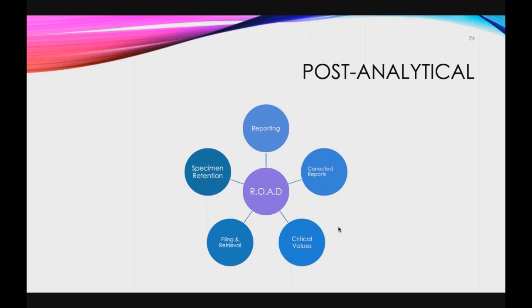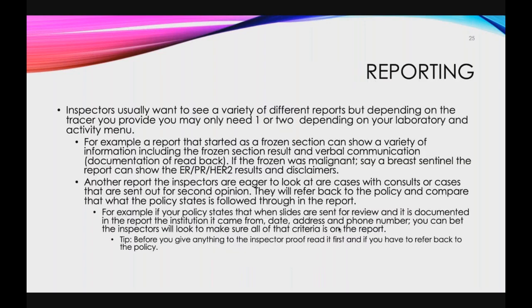A post-analytical phase. So real quick, because we're running out of some time, we will go through the reporting, corrective actions, corrected reports, critical values, filing, and specimen retention. For the reporting, like I said, the inspectors usually want to see a variety of different reports, but depending on the tracer you provide, you may only need one or two. Again, like I said before, if you have something with a frozen section, they'll look for a variety of information on the report, including verbal communication and how that was documented. Also, if the frozen was malignant, they will look for, and you most likely have, ER, PR, or maybe HER2, and the disclaimers that go along with it.